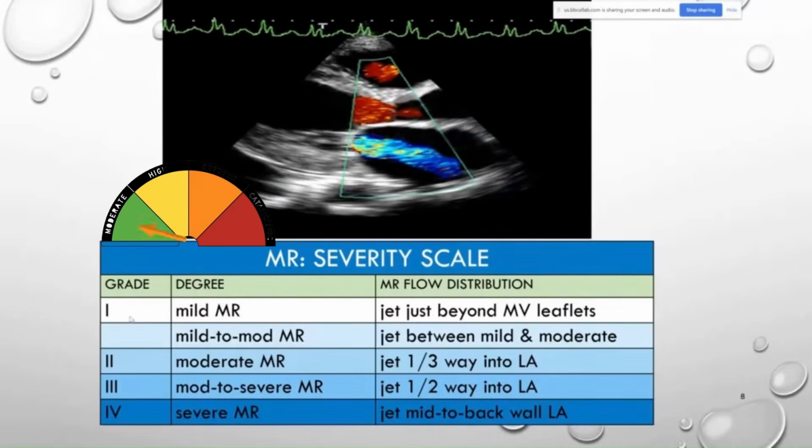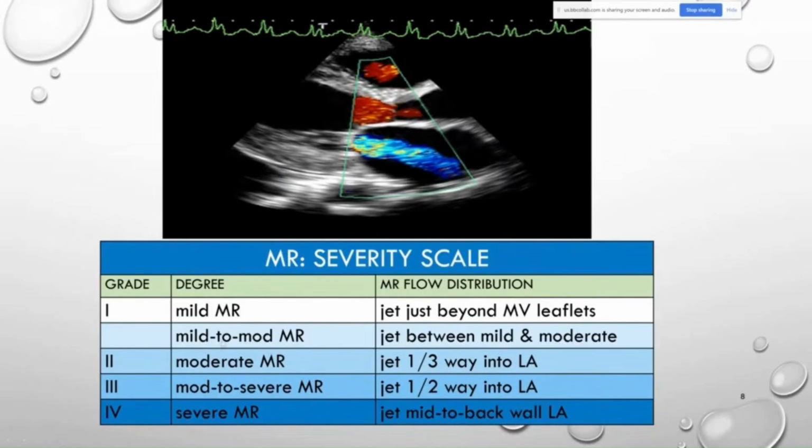So we have grade 1, grade 2, grade 3, and grade 4 right here. So you can have mild, mild to moderate, moderate, moderate to severe, and severe. This is a cheap way of us figuring out where it is. If the jet is just beyond the leaflets right here, you say it's mild. If the jet is between, like right here, you would say mild to moderate.